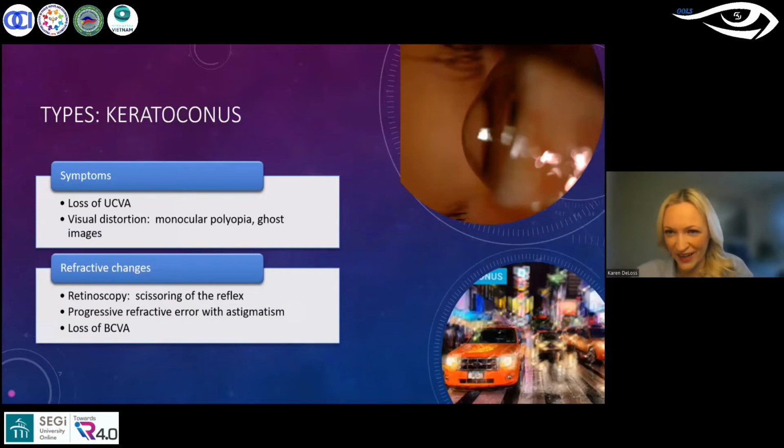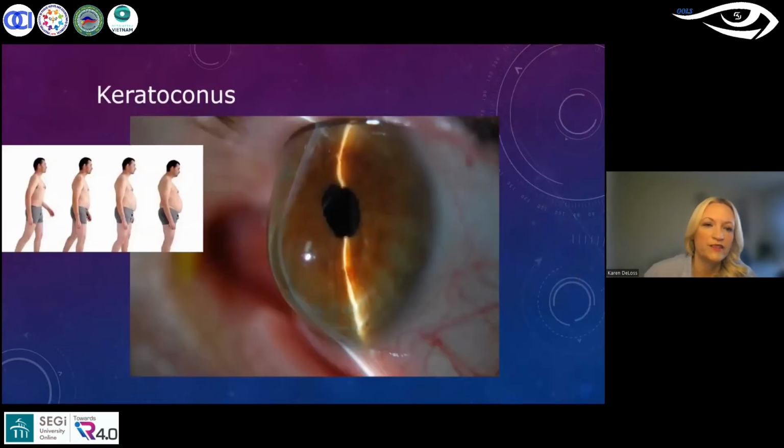Keratoconus, the actual keratoconus, symptoms include loss of uncorrected visual acuity and visual distortion. So these patients, again, that's why I have this picture here, will complain of polyopia, where they're going to see multiple images or ghost images on top of each other. With your retinoscopy, you're going to have scissor reflexes. So everything's going to go a little bit crazy because you're reflecting off of a very abnormal cornea. Progressive refractive error, high astigmatism, and usually it's not going to be at the principal meridians, and loss of best corrected visual acuity.